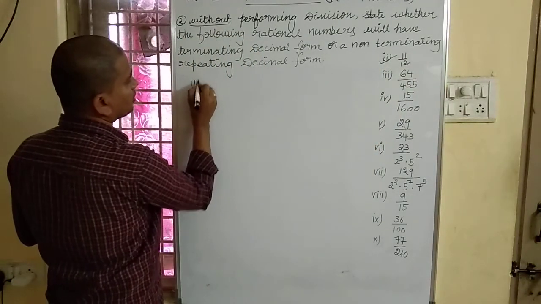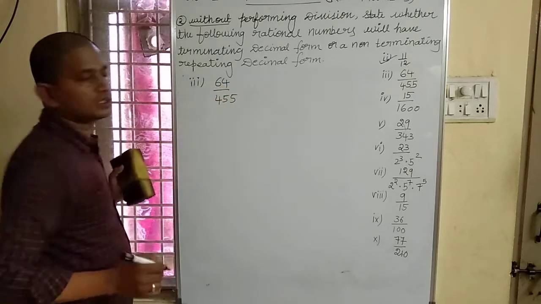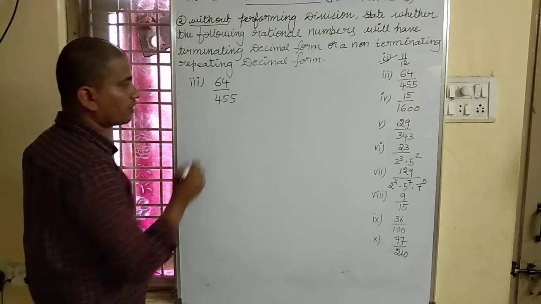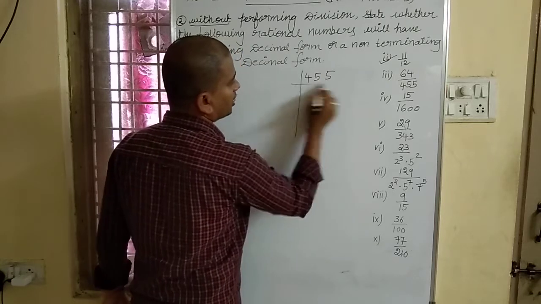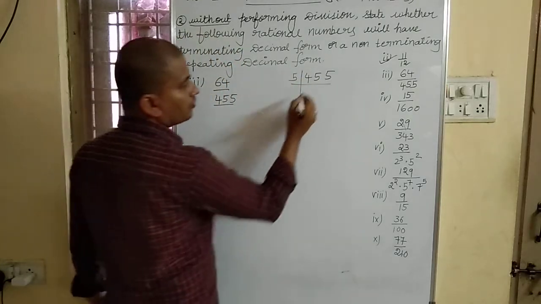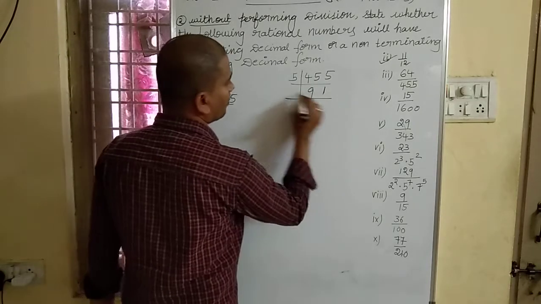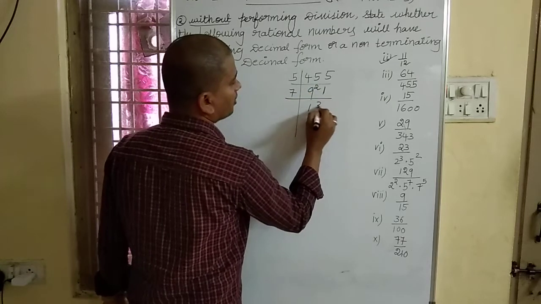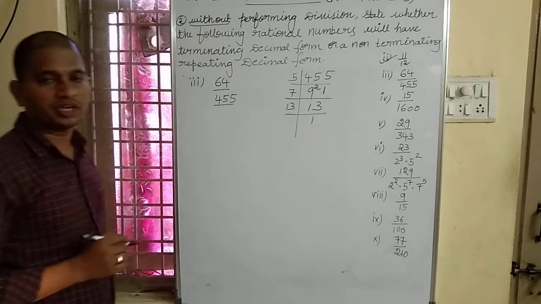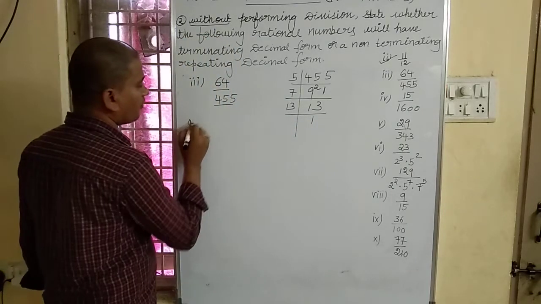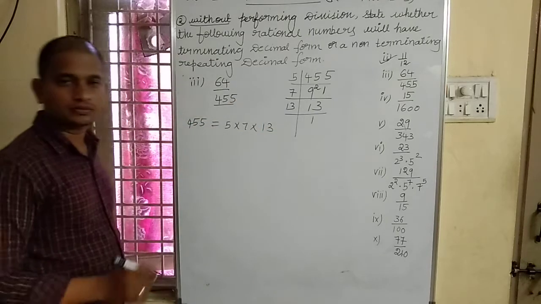The third question is 64 by 455. So what is the denominator here? The denominator is 455. Let us go with the 5 table. 5 9s are 45, 5 1s are 5. Then the 7 table. 7 3s are 21. Let me go with the 13 table. 13 1s are 13. So 455 we can write as 5 into 7 into 13.